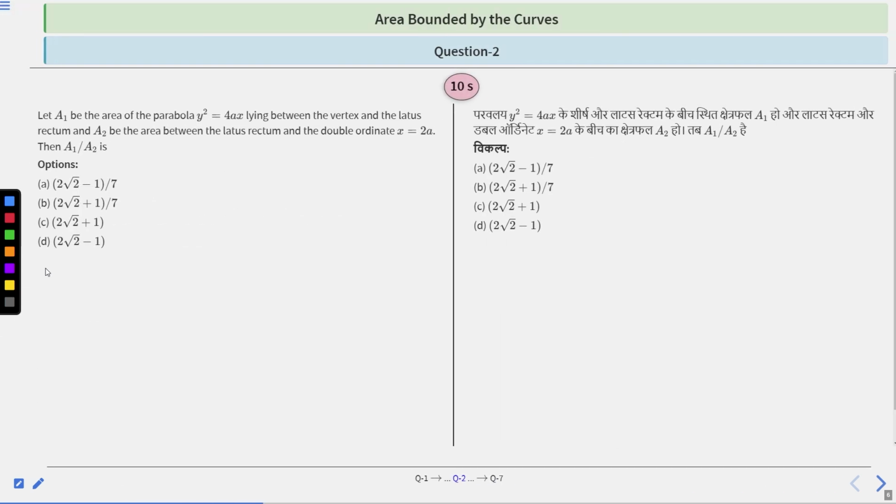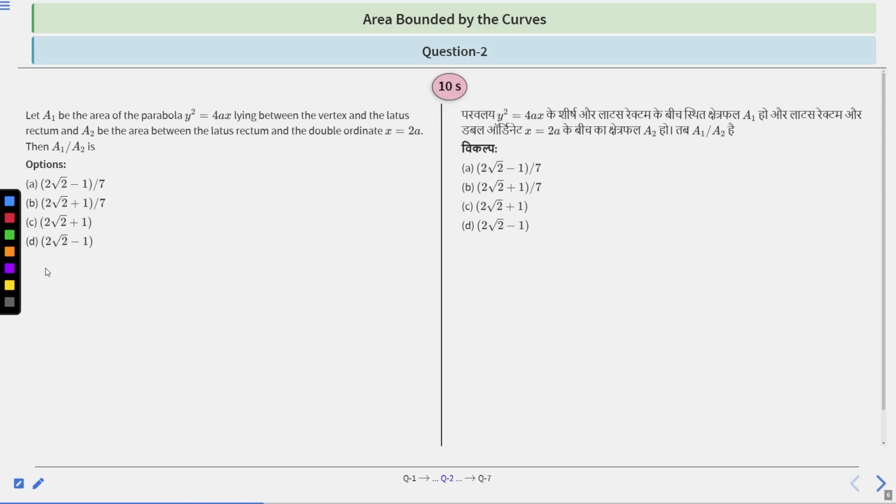Okay. Let's move to the next question. Question number 2, which says, let A1 be the area of parabola y square is equal to 4ax lying between the vertex and latus rectum, and A2 be the area between the latus rectum and double ordinate x equal to 2a. Then A1 upon A2 is? Clear.